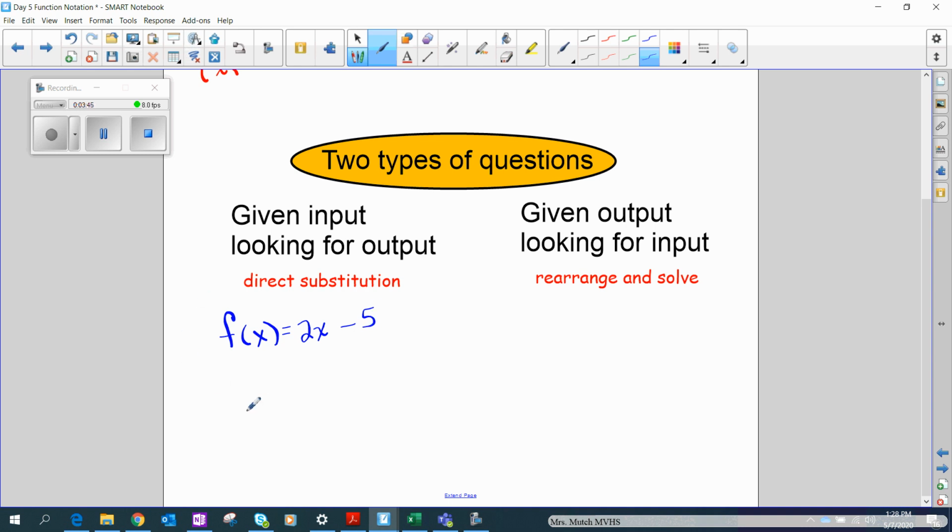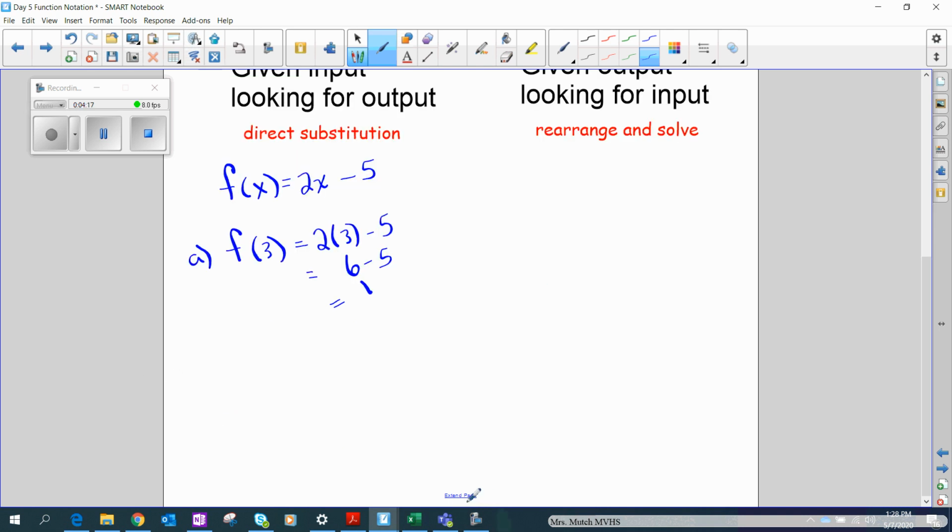Now, what I could do is ask you to find, I'll call it part A, f at 3. If I asked you to find f at 3, you would substitute wherever x is with 3. Order of operations says you have to do the multiplying first, and then the subtracting. So f at 3 is equal to 1. We could say this is the coordinate pair. If we were going to graph this, we would see that 3 comma 1 would be on our graph.